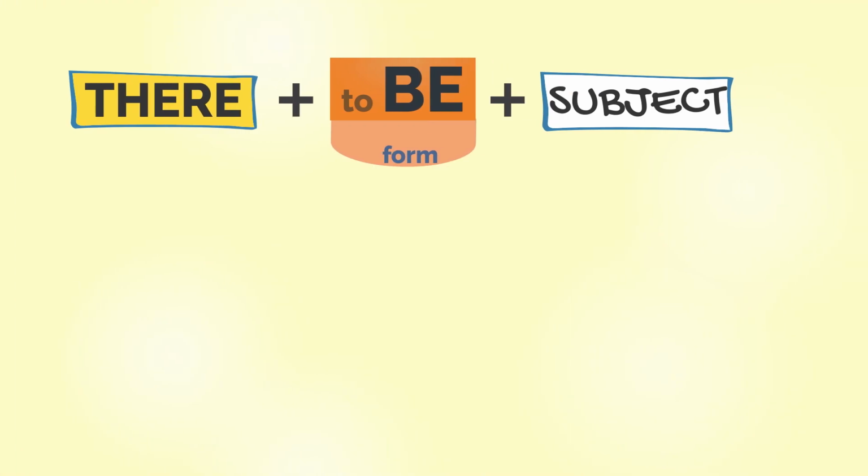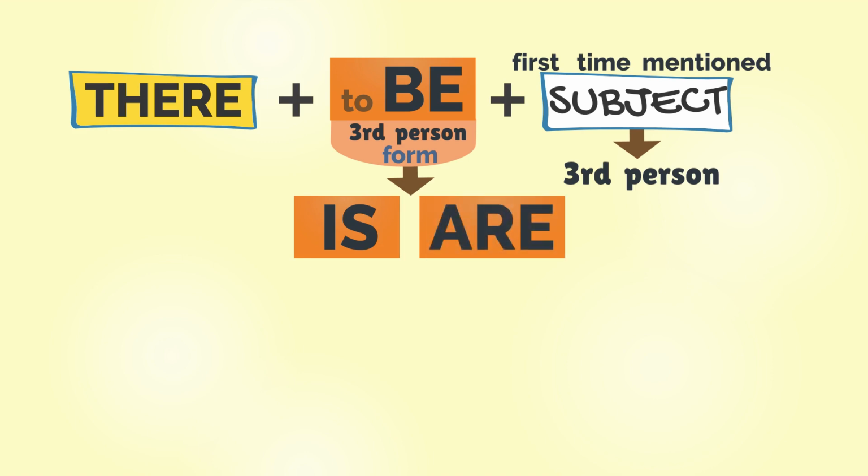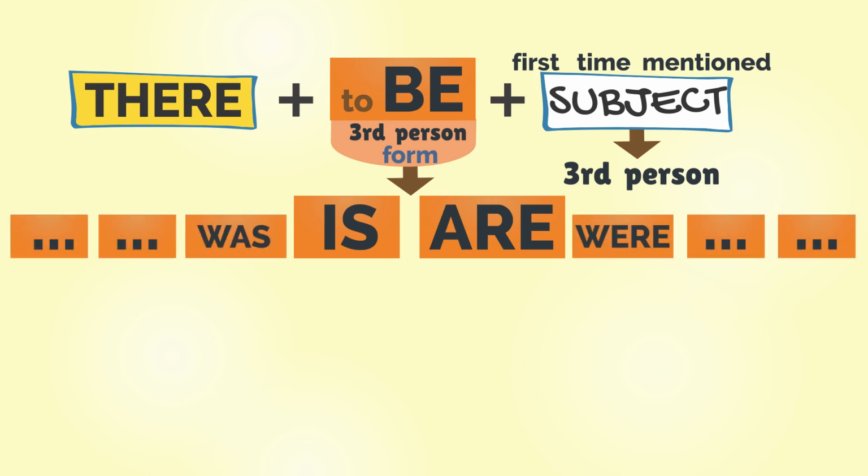In this grammatical form, the verb to be corresponds to the subject after it. Since, in such sentences, we are talking about previously unknown subjects, they are always the third person. Therefore, the verb to be is also used in the third person form: is, with singular subjects; are, with plural subjects; or corresponding forms for other tenses.